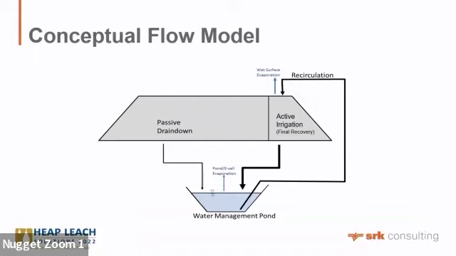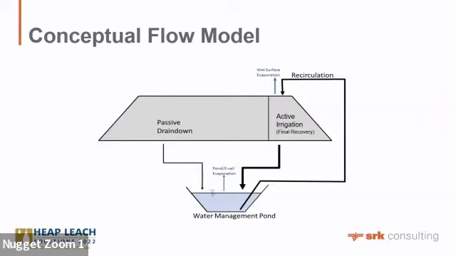The conceptual flow model, essentially, we treated the heap leach as if it was two different areas, a passive drain down area and an active irrigation area. Whenever recirculation was used, it always recirculated the same area. And then past that, the passive drain down can happen separately, and the output from the passive drain down becomes an input into the recirculation.